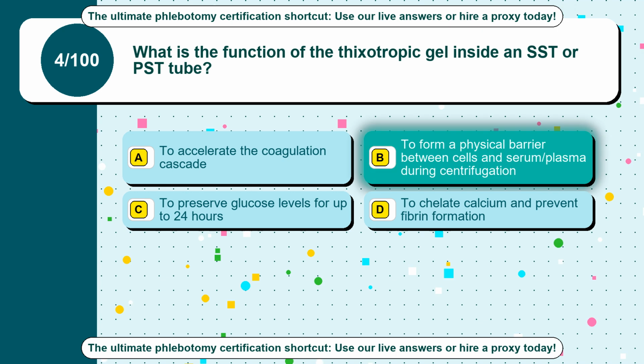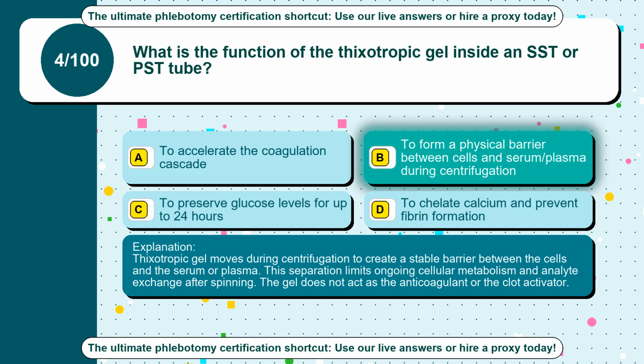The correct answer is option B, to form a physical barrier between cells and serum/plasma during centrifugation. Thixotropic gel moves during centrifugation to create a stable barrier between the cells and the serum or plasma. This separation limits ongoing cellular metabolism and analyte exchange after spinning. The gel does not act as the anticoagulant or the clot activator.